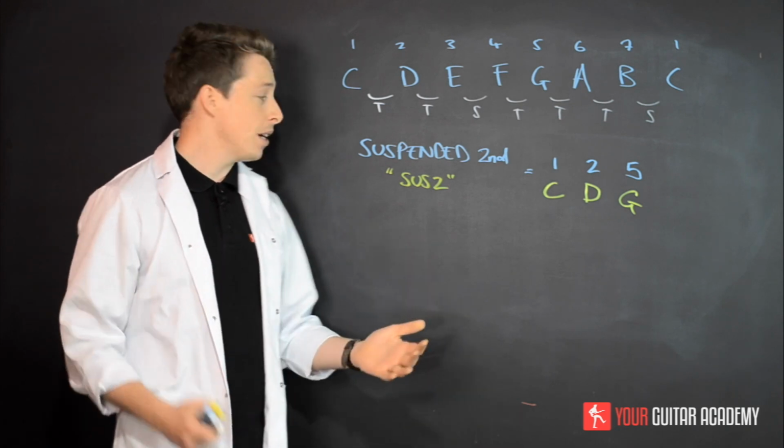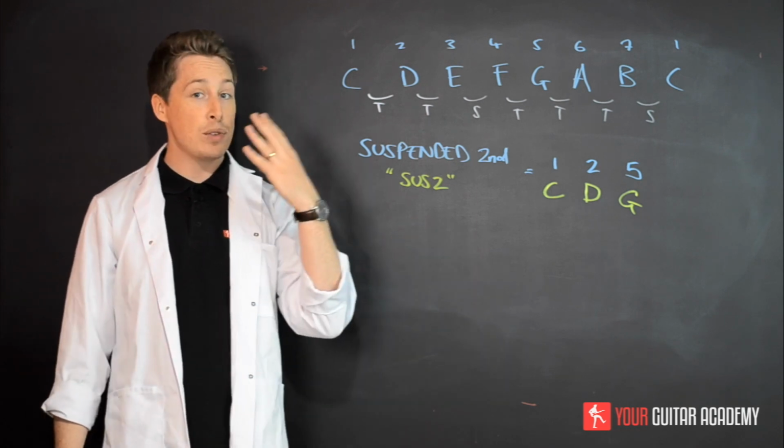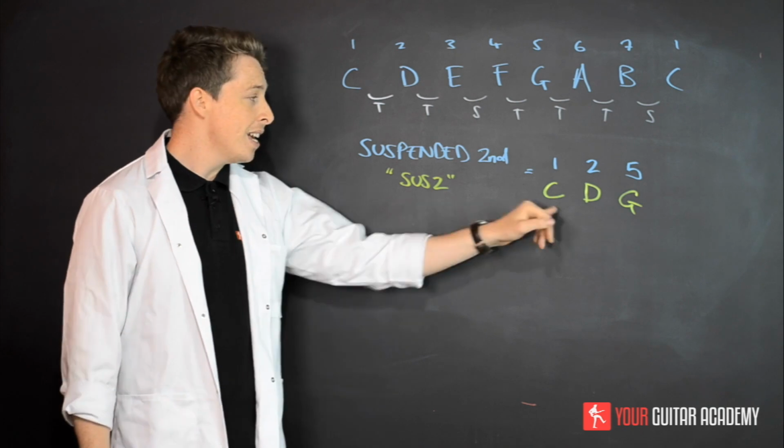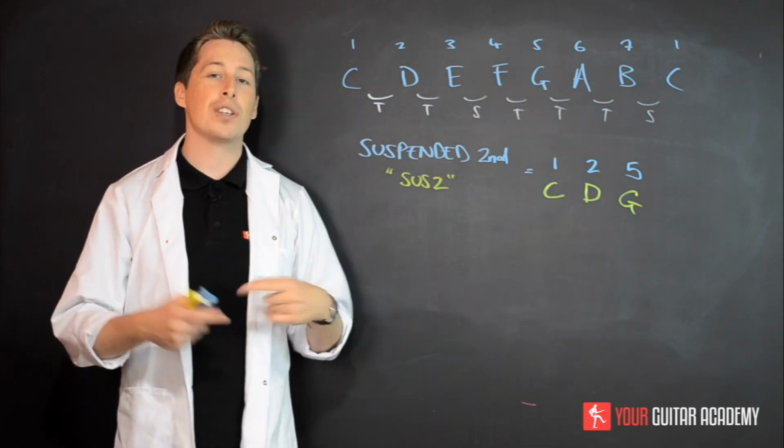So that pretty much wraps up suspended second chords or Sus2 chords, and that gives you a 4th triad. Again, it's just got 3 notes in it, so it's a triad chord. And next time, we'll look at Sus4.